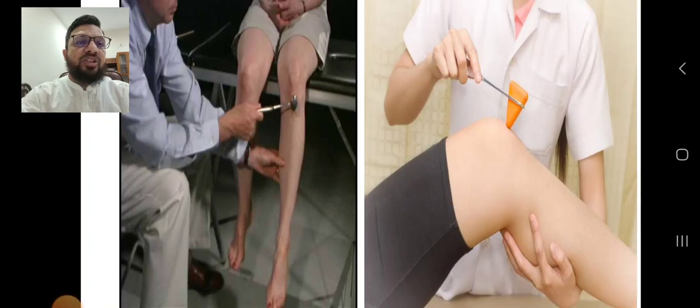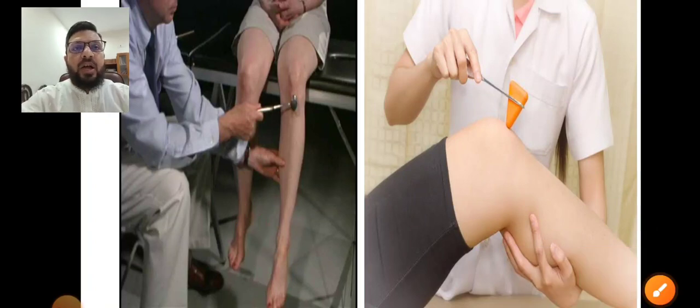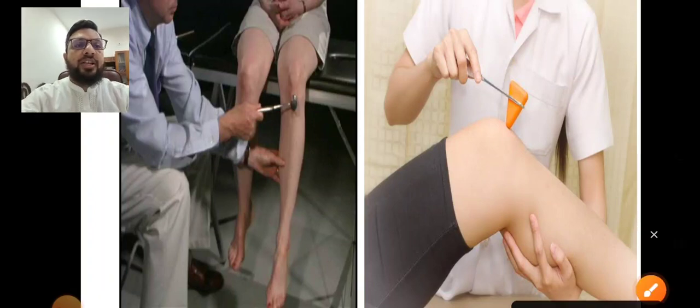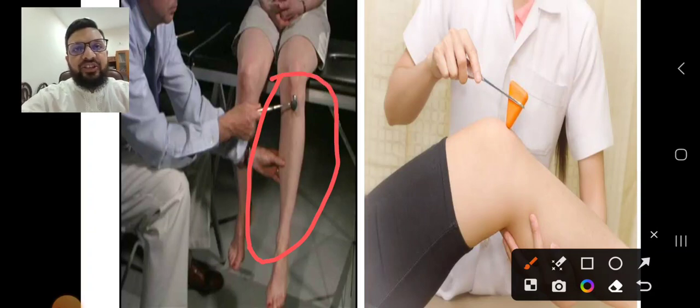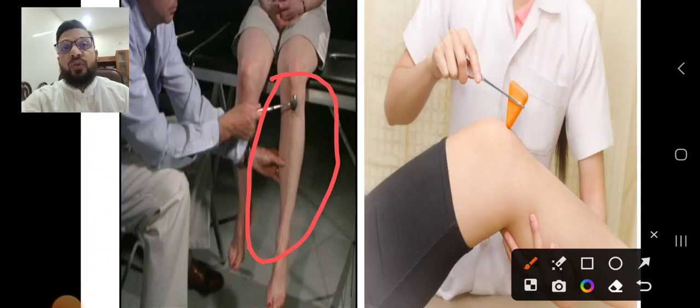Similarly, for the knee examination, there are two positions which are recommended. Either the patient is sitting, or the patient is lying down. So if the patient is sitting, the most important thing is you will not sit in front of the leg. Otherwise, if the patient is having hyperreflexia, he may harm you. So if you sit in front of the patient, then your marks will be deducted.